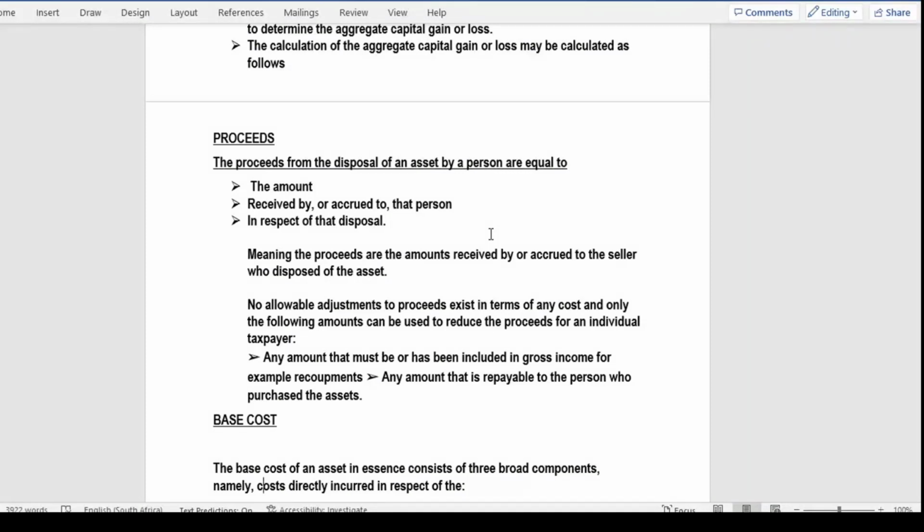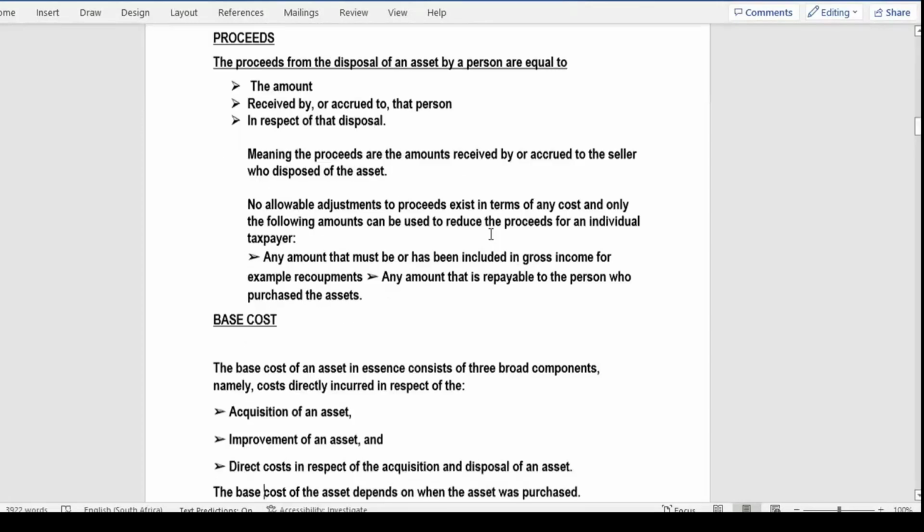No allowable adjustments to proceeds exist in terms of any cost, or only the following amounts can be used to reduce the proceeds for an individual taxpayer. Any amount that must be or has been included in the gross income, for example the recoupment, or any amount that is repayable to the person who purchased the asset.